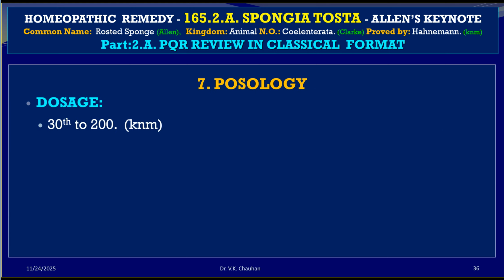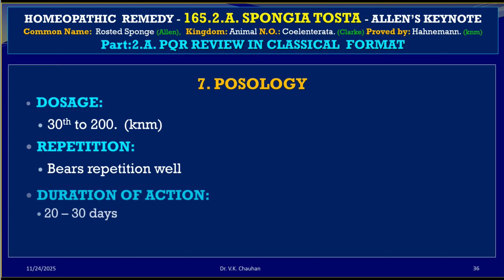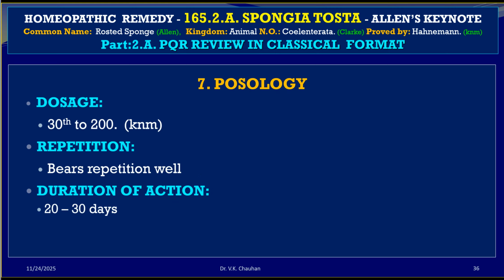Friends, let us go to the posology, and doses should be 30 to 200 potency according to K. N. Mathur. He has been an authority in materia medica. Please, if you have not read him, kindly read him. Repetition: this remedy bears repetition very well. As for duration of action, if you are giving it in chronic disease, you have to wait 20 to 30 days. But in acute cases, repetition can be frequent.